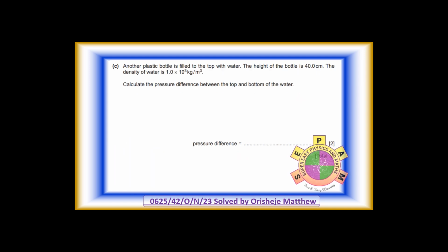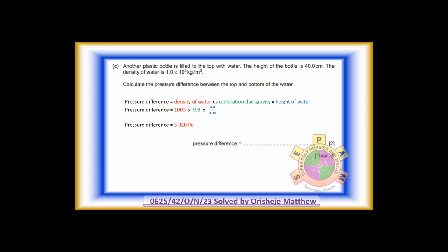For C, another plastic bottle is filled to the top with water. The height of the bottle is 40 cm. The density of water is 1,000 kg per cubic meter. Calculate the pressure difference between the top and bottom of the water. Pressure under water is equal to the product of density, acceleration and depth of water. Pressure difference is equal to density of water multiply acceleration due to gravity multiply height of water. Pressure difference is 1000 times 9.8 times 40 over 100. Pressure difference is 3,920 Pascal. Question 4 has the total of 9 marks.